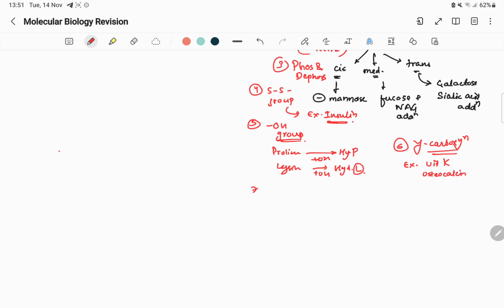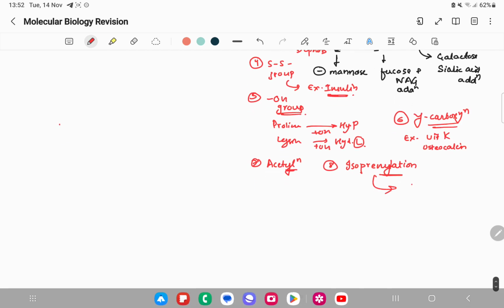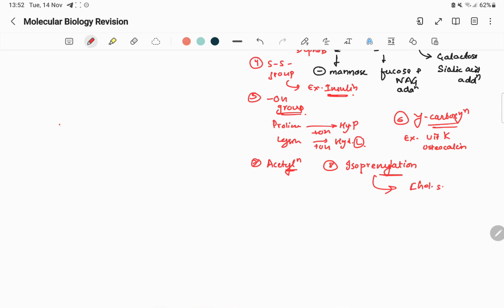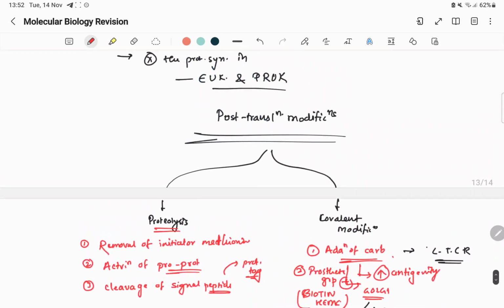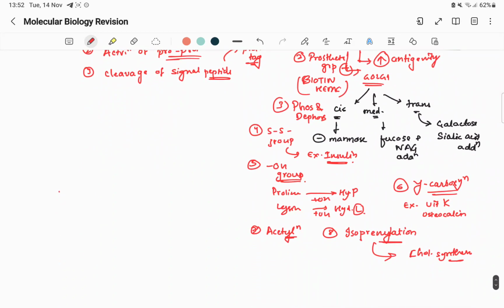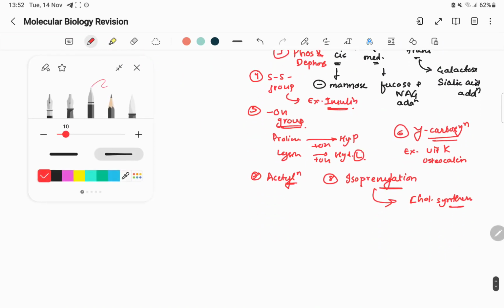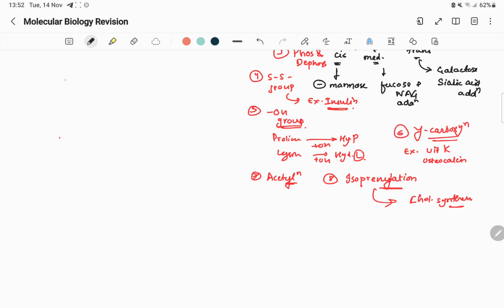Then you have acetylation, and again you have isoprenylation. Isoprenylation is important in cholesterol synthesis. Understood? So these are the post-translational modifications in eukaryotes. Then we will talk about gene expression, control of gene expression.